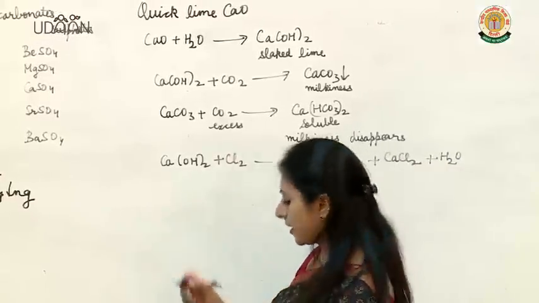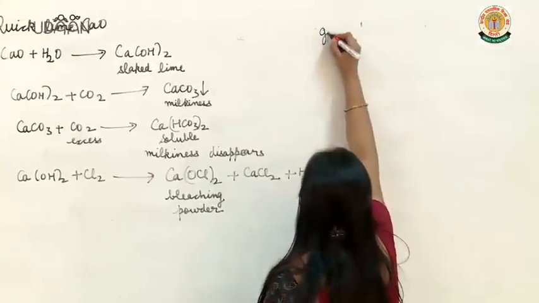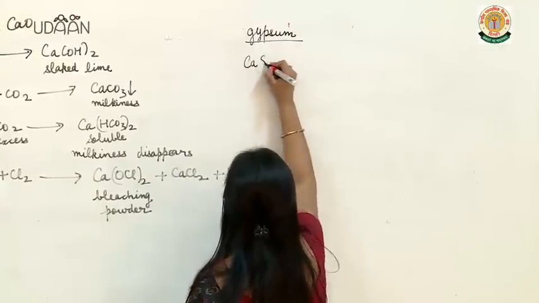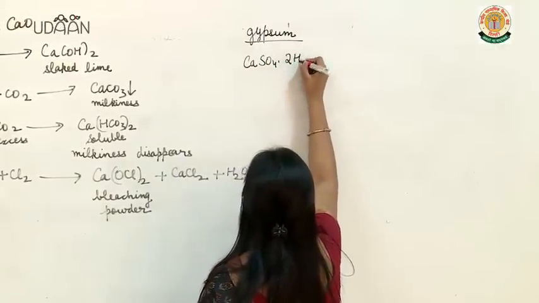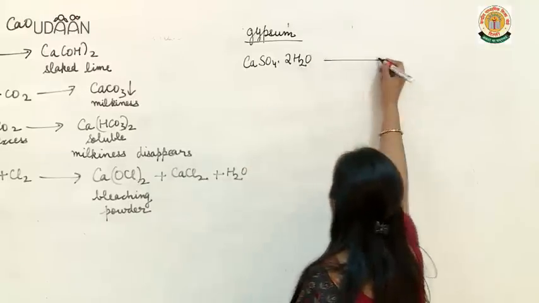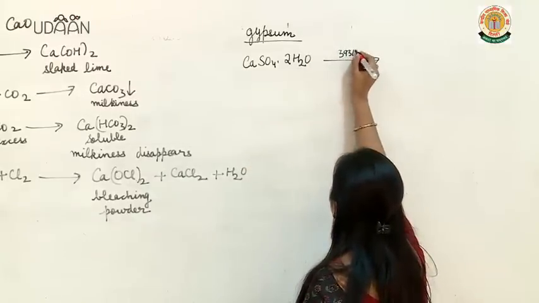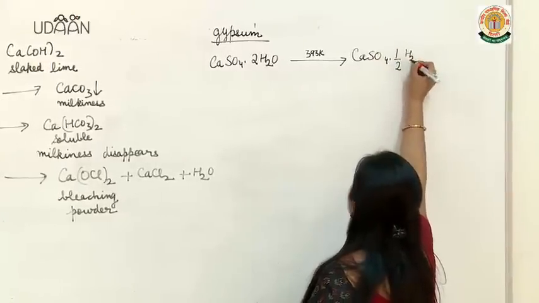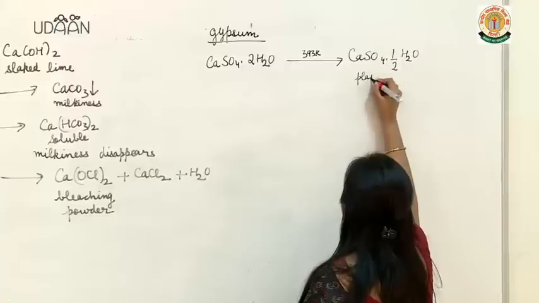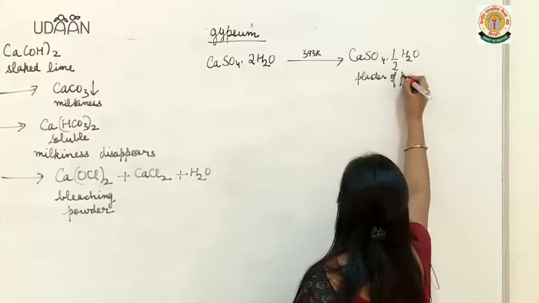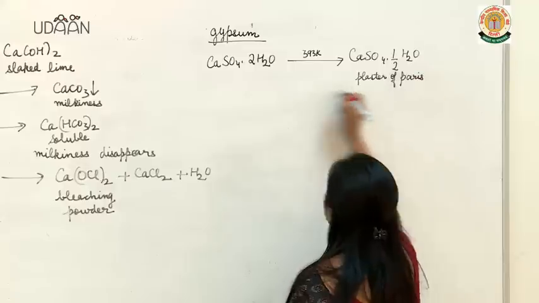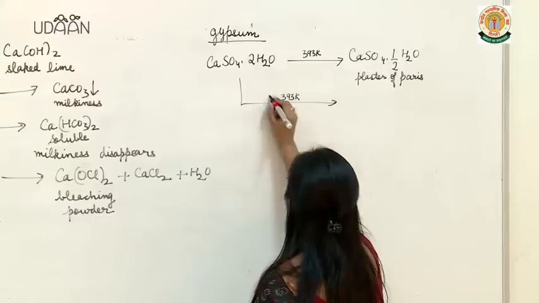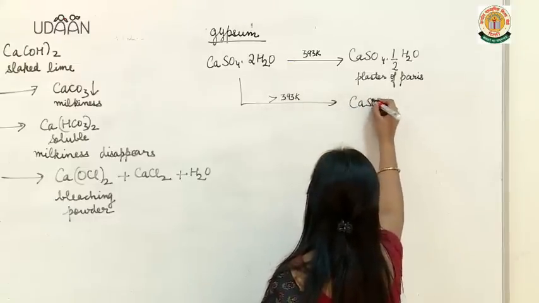Now, let us understand what is plaster of Paris and what is gypsum. Gypsum is calcium sulphate dihydrate. When we heat it at 393 Kelvin, we get calcium sulphate hemihydrate, which is plaster of Paris. And when we heat it above 393 Kelvin, we get dead burnt plaster.